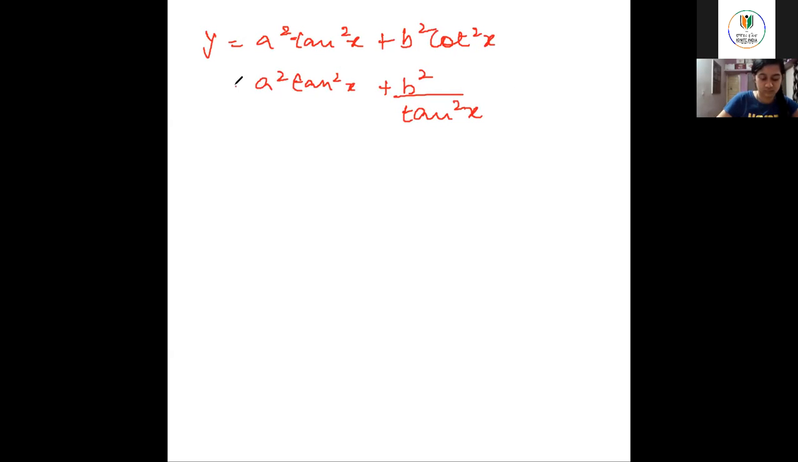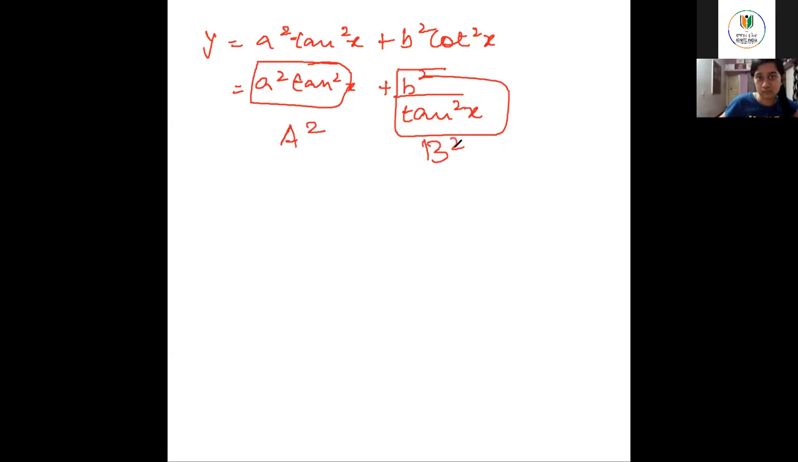Now, in a similar manner to what we did in type 2, just look at this. This is your a square, this is your b square. What's missing here is 2ab and minus 2ab. If you do this, you will end up with a whole square function once again. So what will be the value? So a tan, I'll write it like this so that it's more understood.